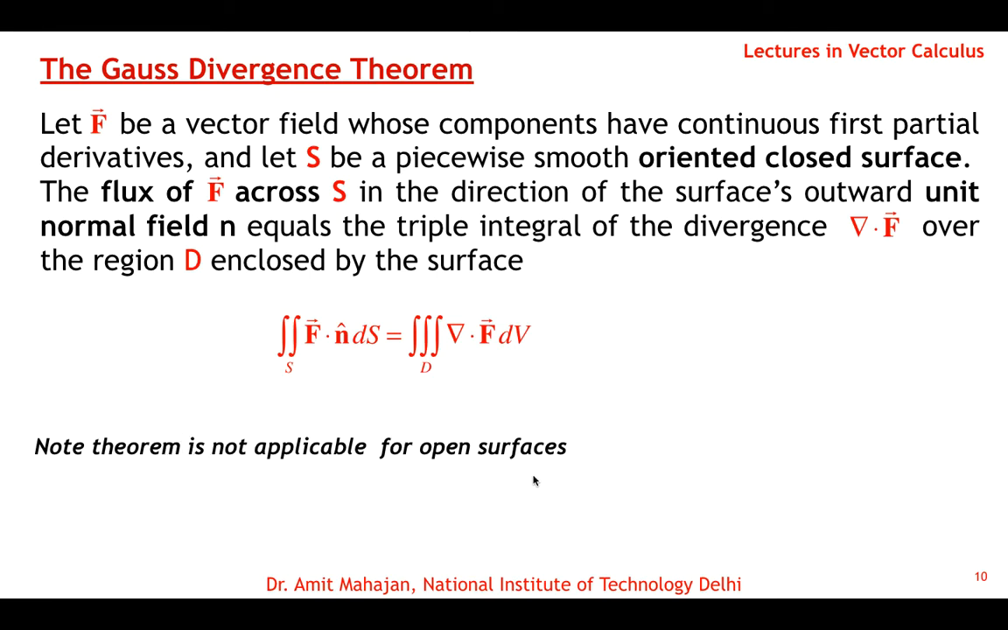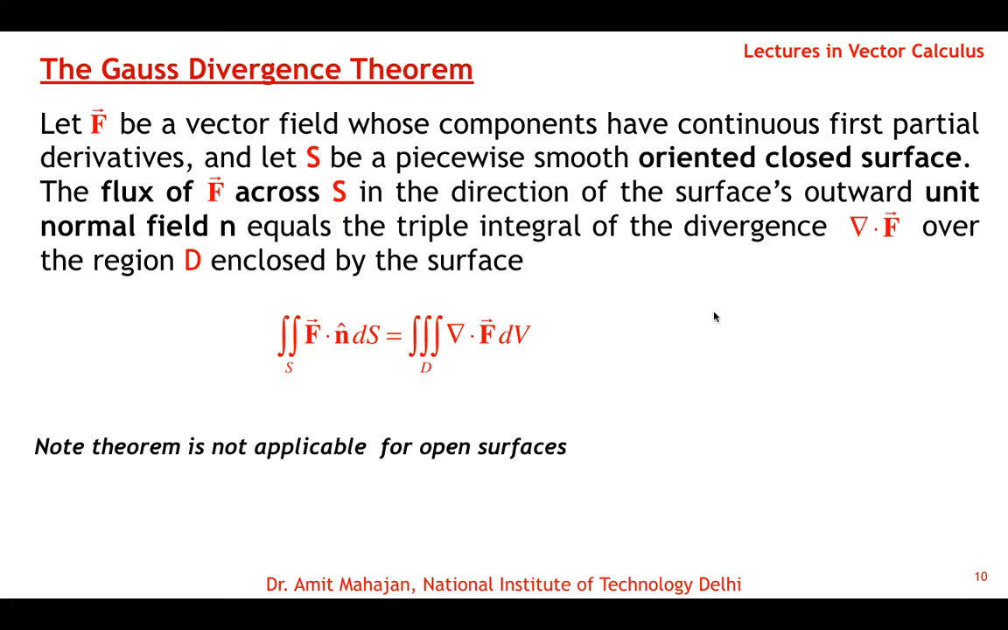So you can apply this, for example, to a solid sphere, where the boundary is included, or you can apply it to, say, a box where all the sides are included. But if you have some box with an open top, then you cannot apply this Gauss divergence theorem, because then it will have an open surface.